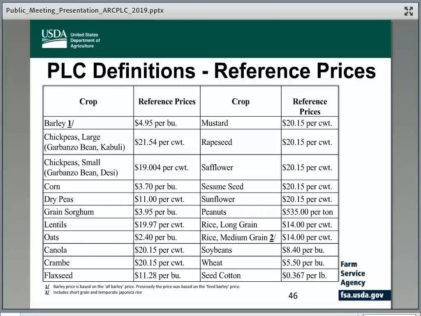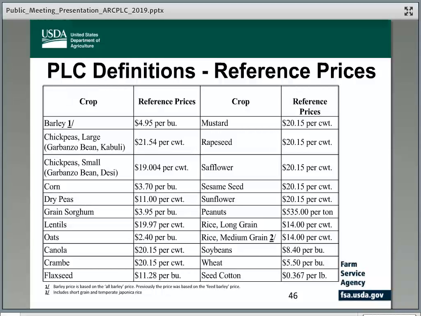This next slide shows our reference prices. So you can see for barley, the reference price is $4.95 per bushel. For wheat, it's $5.50 per bushel. For corn, it's $3.70 per bushel. These reference prices are the exact same as they were under the previous Farm Bill.